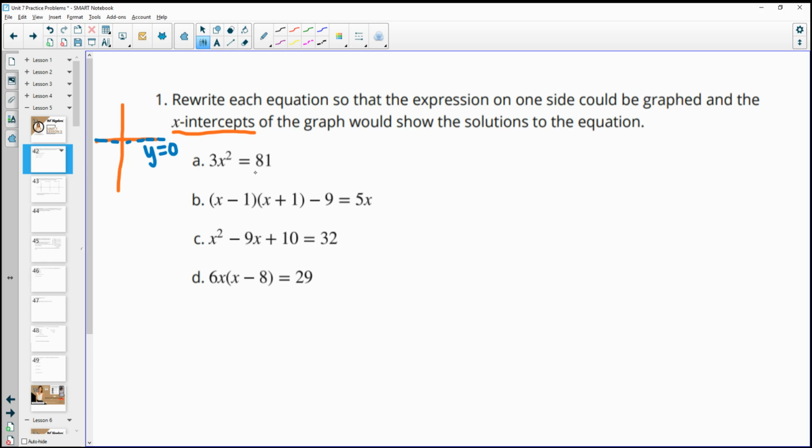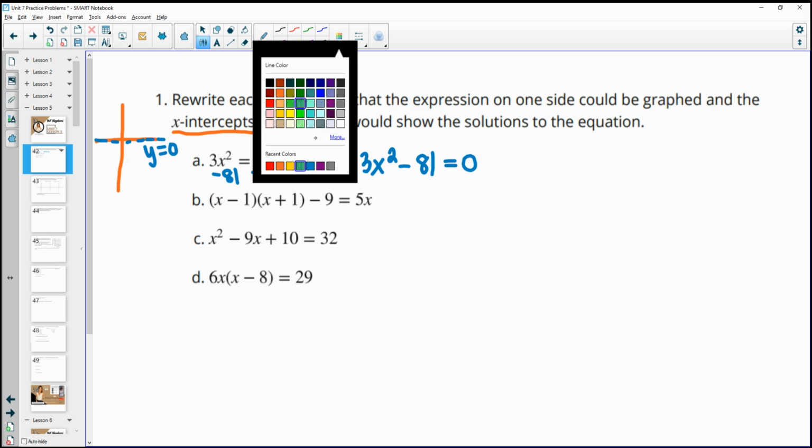So in part A, I'm going to subtract 81 from both sides because 81 minus 81 will be the 0. And so then on the left side, we get 3x squared, which we originally had, and then we have minus 81, which are not like terms. So we'll just write them next to each other like that. Then we have the equal sign, and 81 minus 81 is 0. So we'll be able to graph that and look at the x-intercepts.